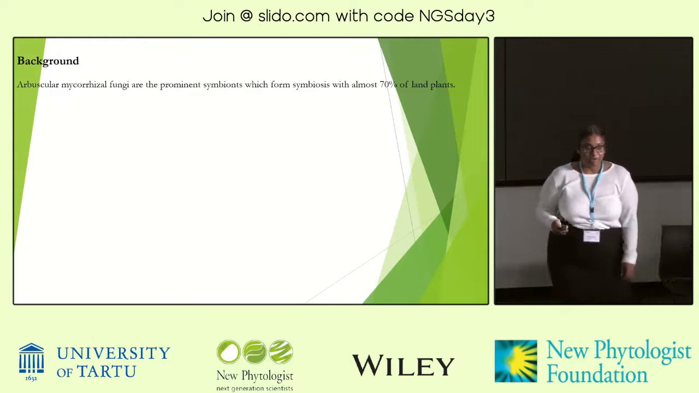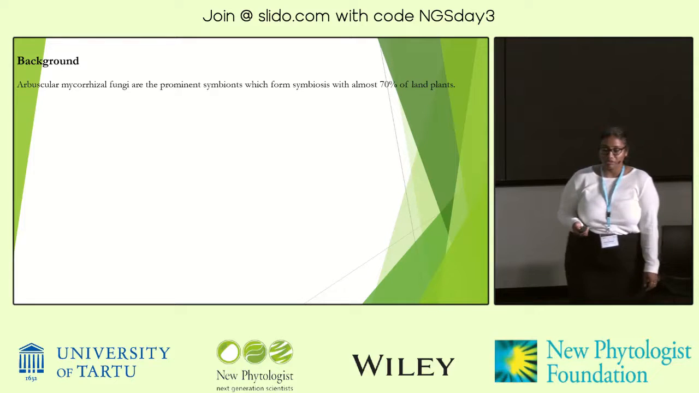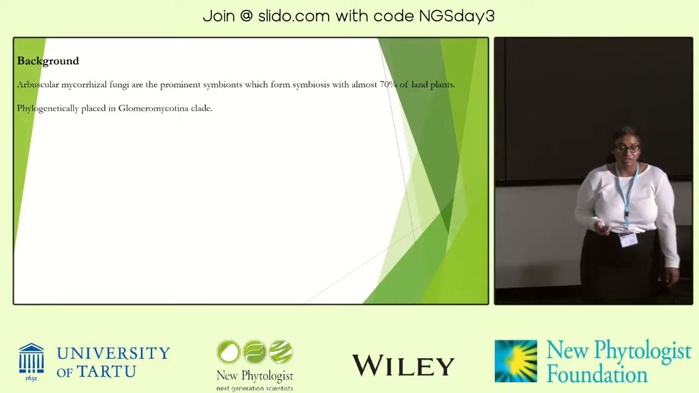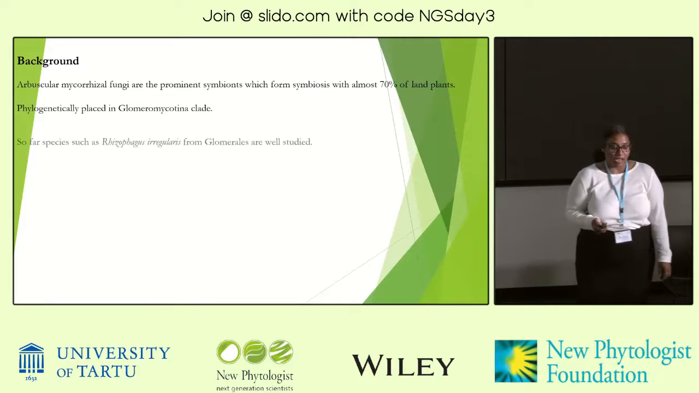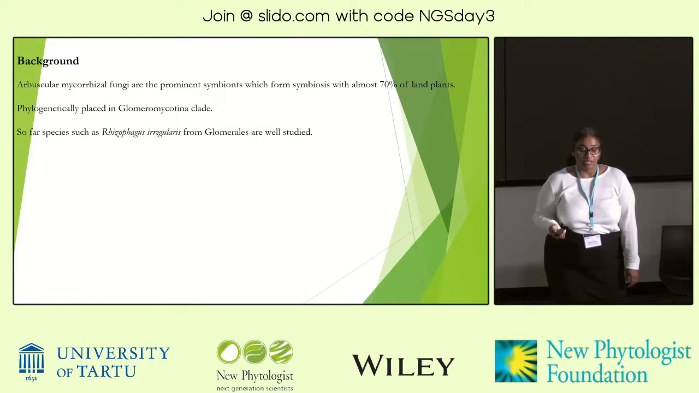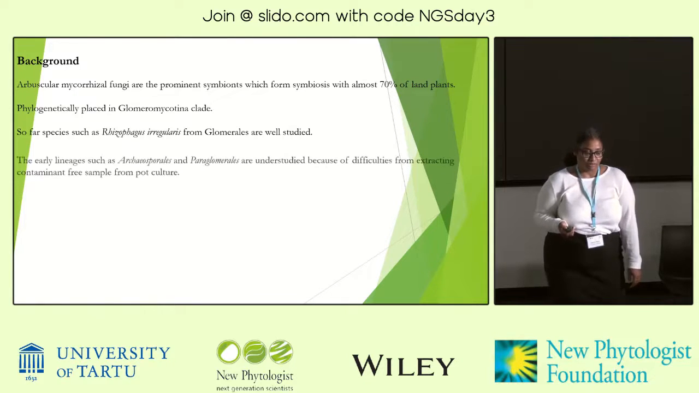The arbuscular mycorrhizal fungi are prominent symbionts, which form symbiosis with almost 70% of the land plants. It is also phylogenetically placed in the Glomeromycetina clade. In this whole clade, only Rhizophagus irregularis is studied. The rest of them are not studied well.